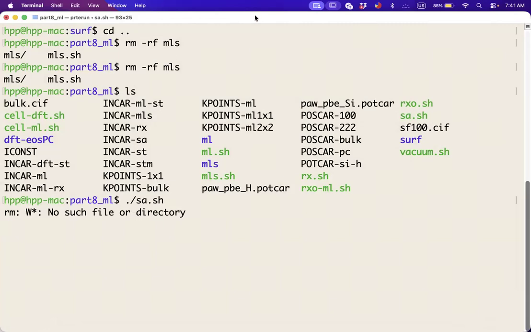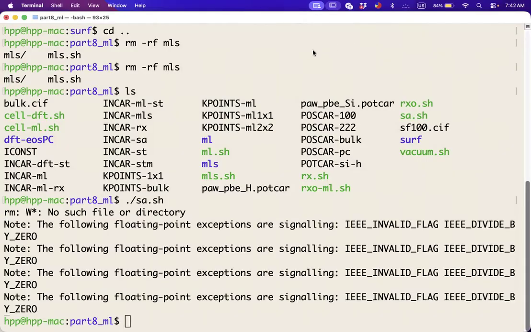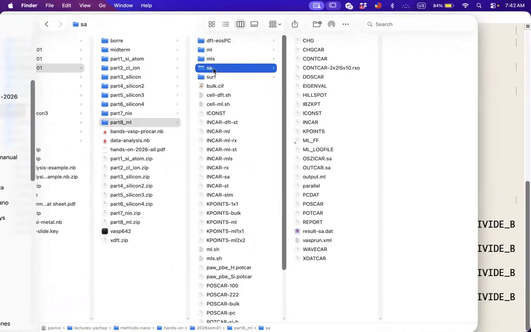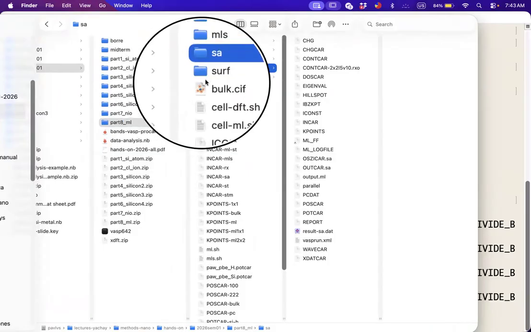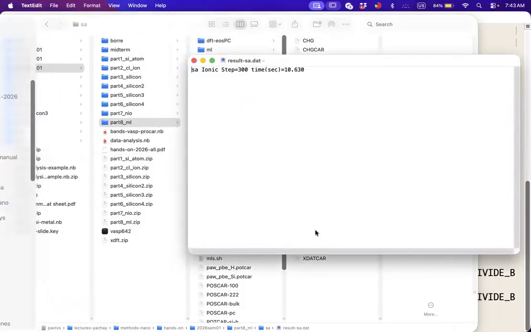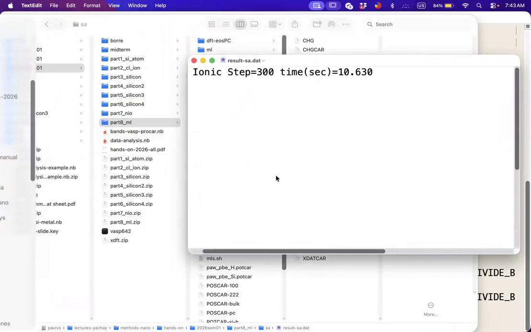So I'm going to pause the calculation here. One is finished, as you can see here. A folder SA is generated. You see here, and let's see the results. There is the result. In my case, it takes 10 seconds to complete the simulation of 300 steps.